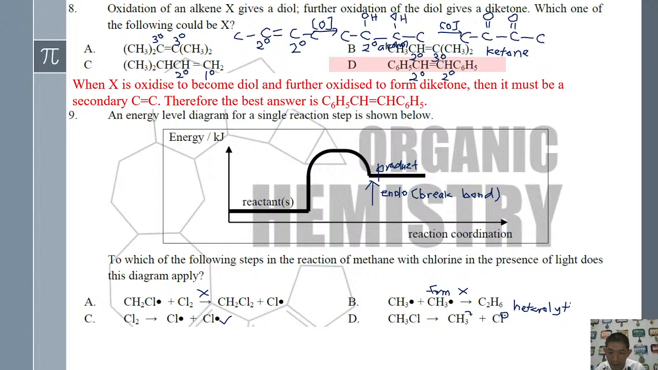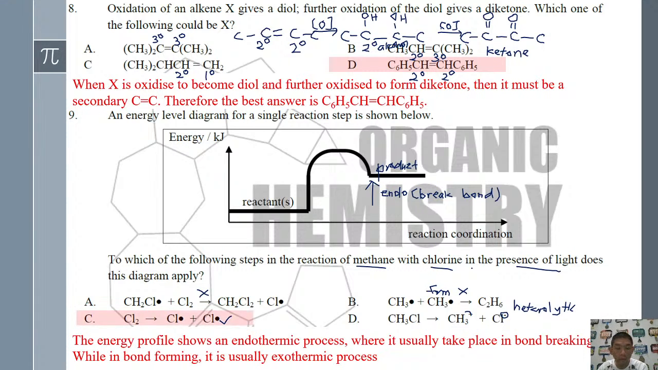But look back at our question in here. Our question says, is the reaction between methane and chlorine in the presence of light? Usually this is a free radical substitution reaction. So in a free radical reaction, even when the bond is broken, it must be a homolytic breaking. Therefore, the best answer in here is C. Okay, so that is for question number 9.